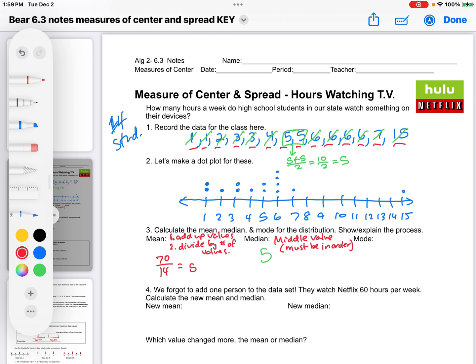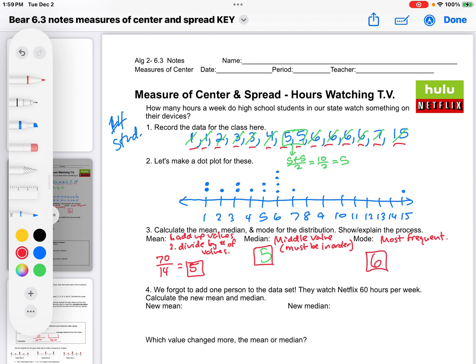Okay. The mode is just the most frequent value. So which one did we have the most of? In this case, it was 6. All right, so now we have our mean, our median, and our mode.